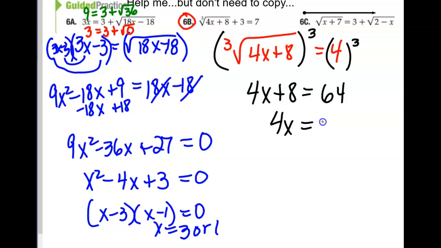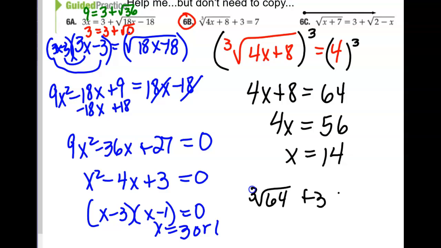If I subtract, someone help me, 56 and 14. Is that right? 20, I think that's right. Okay, so if I put a 14 back in, I'd have 56 plus 8 is 64. The cube root of 64 plus 3 equals 7. Is 4 plus 3 equals 7, and it checks. Okay? Yeah, there's one of those, but there's also a nasty one on the quiz.